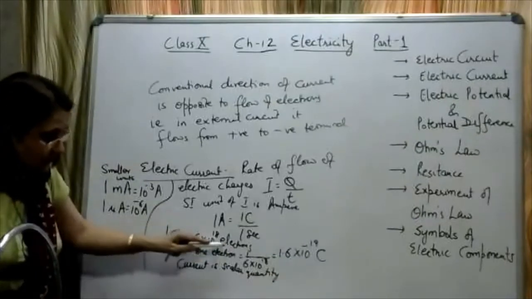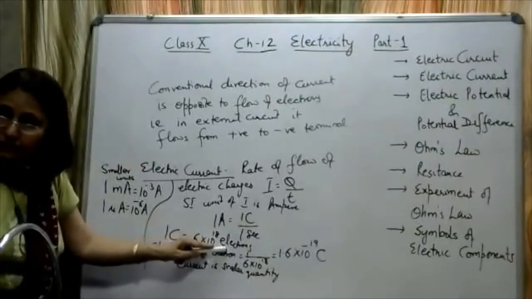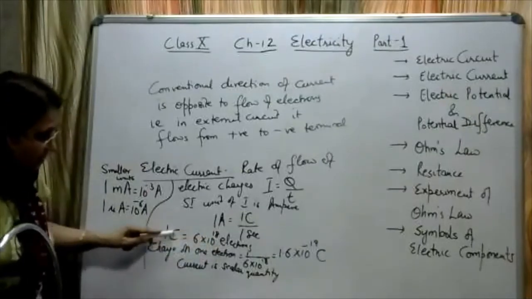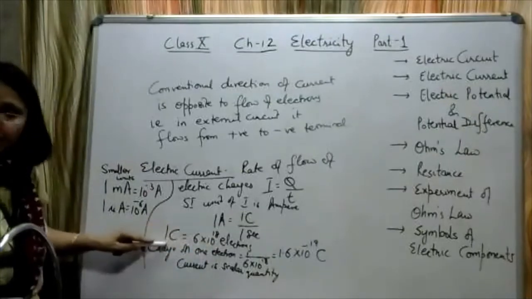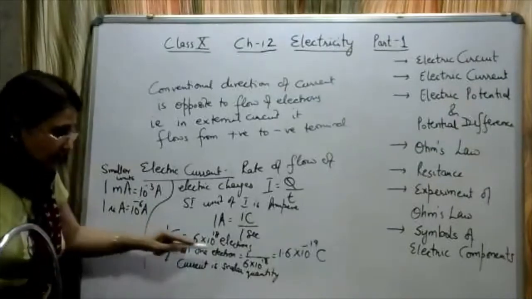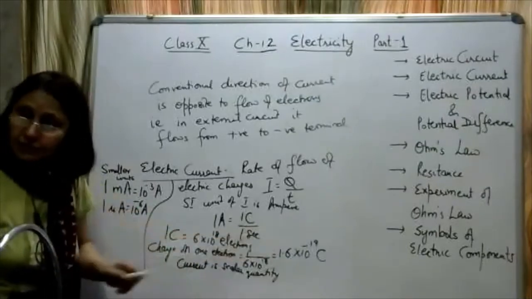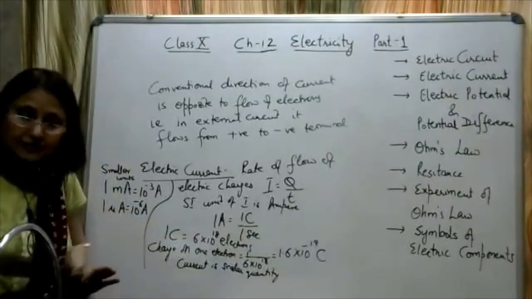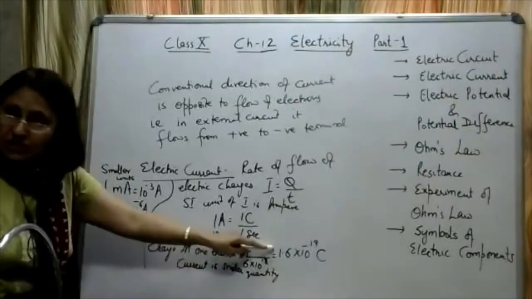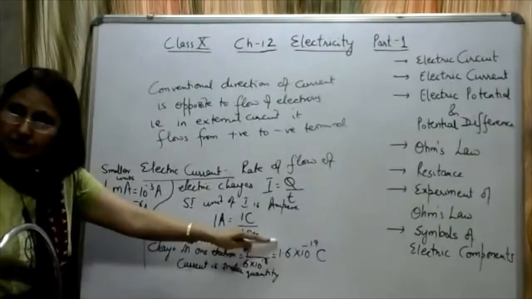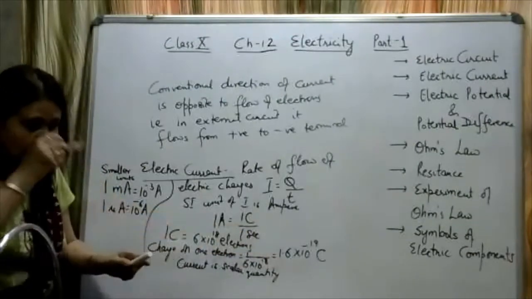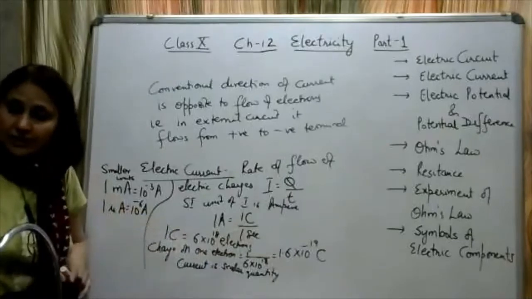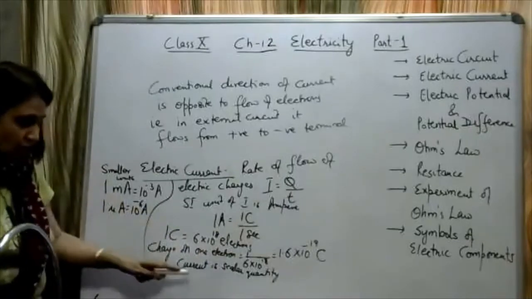So from here we can find the charge on 1 electron. The charge on 1 electron will be equal to 1 coulomb upon 6 into 10 raised to the power 18, which when calculated comes out to be 1.6 into 10 raised to the power minus 19 coulomb. As it is an electron, this charge will be negative. So the charge on 1 electron is minus 1.6 into 10 raised to the power minus 19 coulomb.